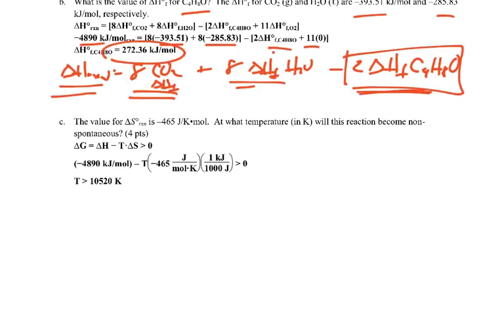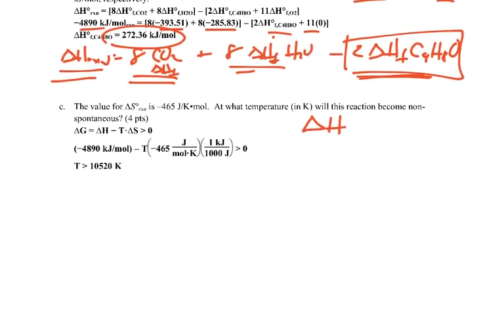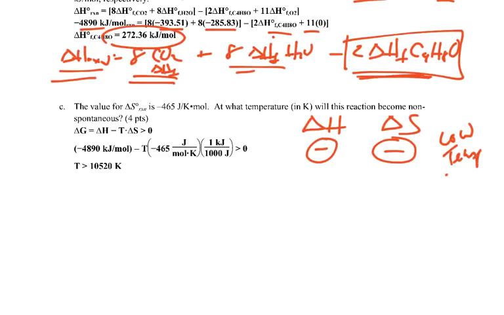The value of delta S is negative 465. At what temperature will this reaction become non-spontaneous? So we're saying here that the delta H, we saw that above, is negative 4890. So we get a negative delta H, and they're telling us that delta S is a negative number. So negative, negative, this is going to be spontaneous, or thermodynamically favorable, at low temperatures. We're going to find out that that's not really the best way to say that. But there is going to be some cutoff, and below that cutoff, this will be spontaneous.